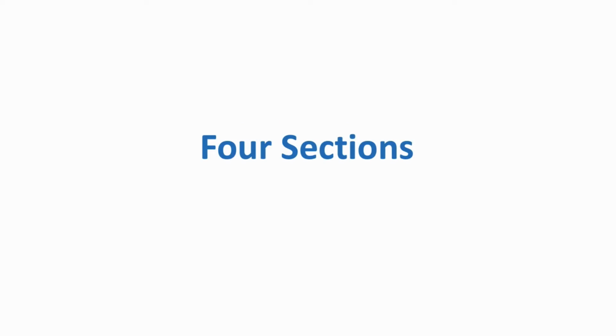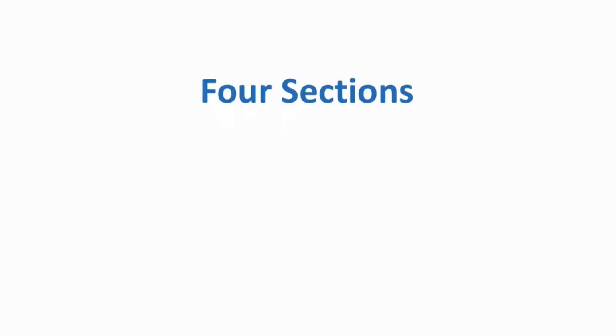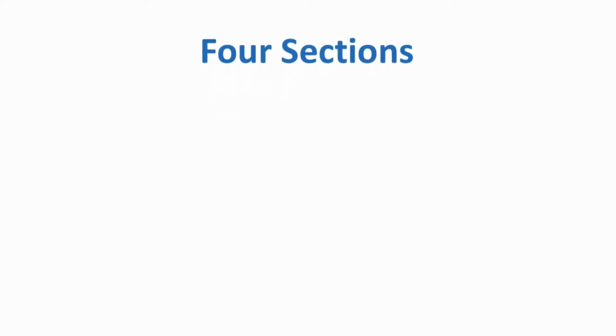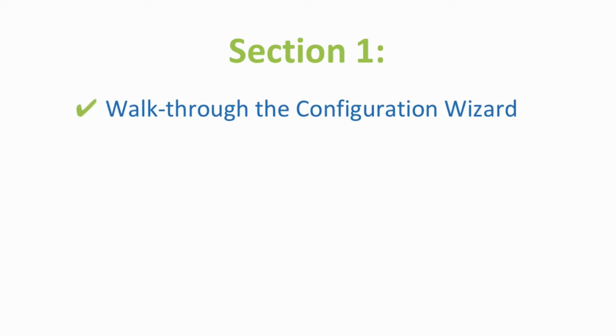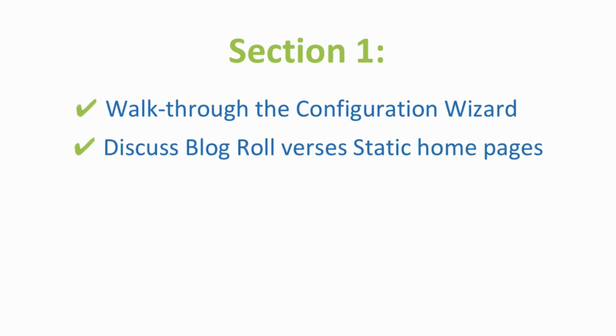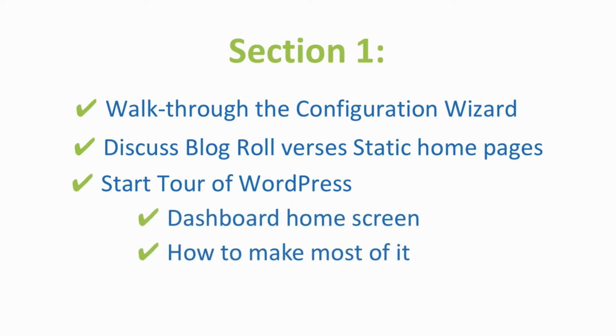With that said, I've broken this video down into 4 sections, and as with all videos in this series, you can jump forward and back to various parts of the video by utilizing the timestamps in the description area. In section 1, we'll walk through the configuration wizard, talk about blog roll versus static home pages, start the tour of WordPress with the dashboard home screen, and how to make the most of it.